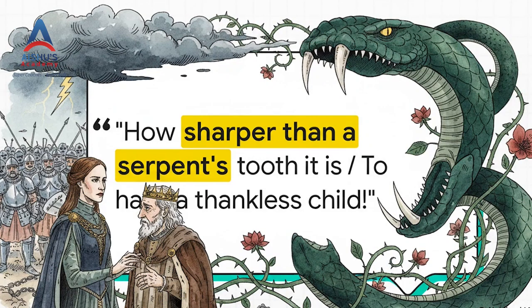Goneril doesn't waste any time. She goes right at him, demanding he get rid of most of his knights. And for Lear, this is the first real punch to the gut. It's the moment he feels the sting of being powerless. So when he cries out this famous line, it's not just about a thankless child. It's the sound of a man starting to understand the horrible, horrible mistake he's made.